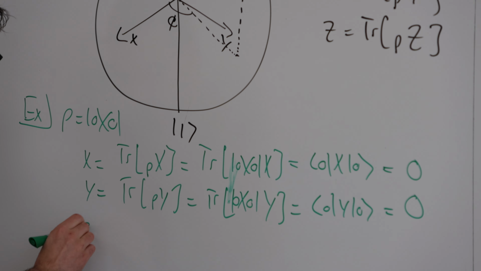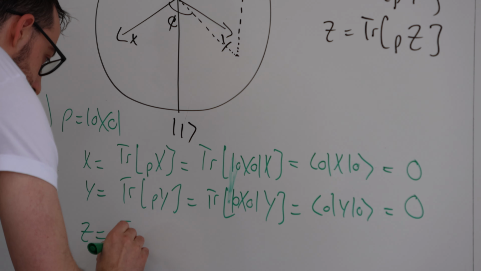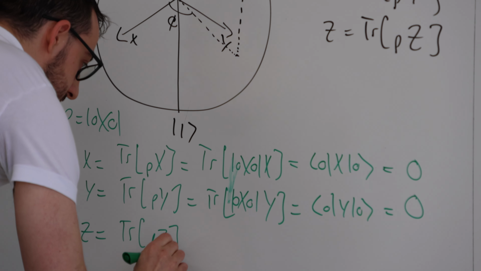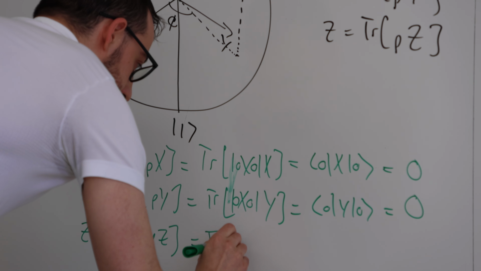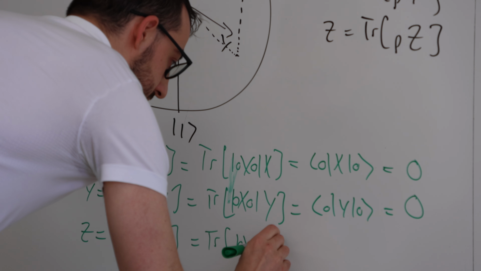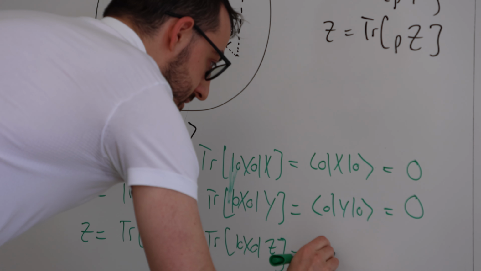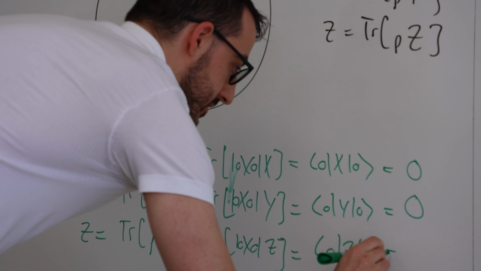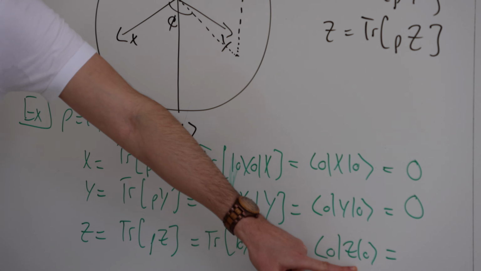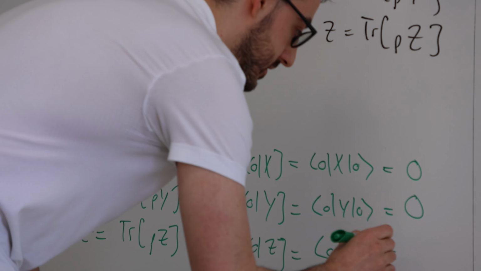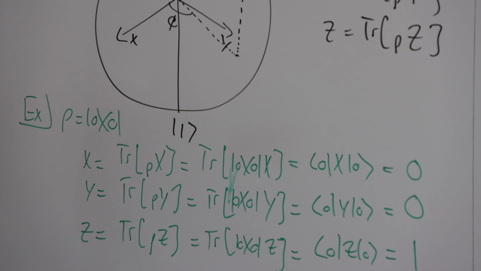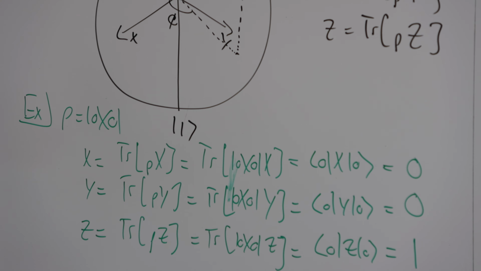And then the last coordinate, trace of rho Z using the definition, trace of |0><0| Pauli Z. Now in this case, Z acting on the 0 state does nothing. So I get the 0 state again. 0 inner product 0 is 1. So that's indeed the coordinates that we expect.